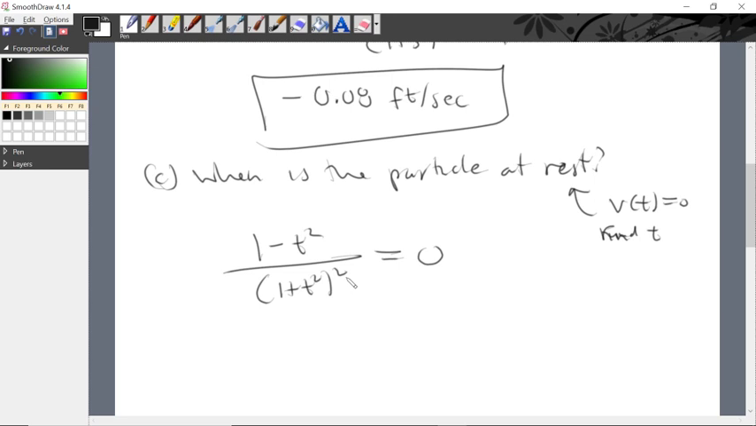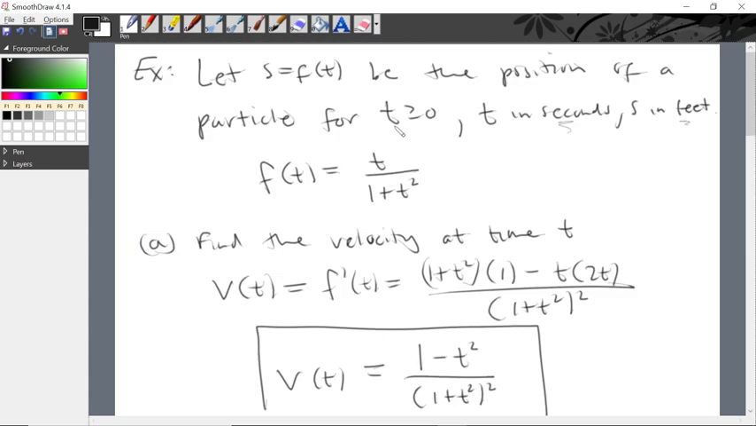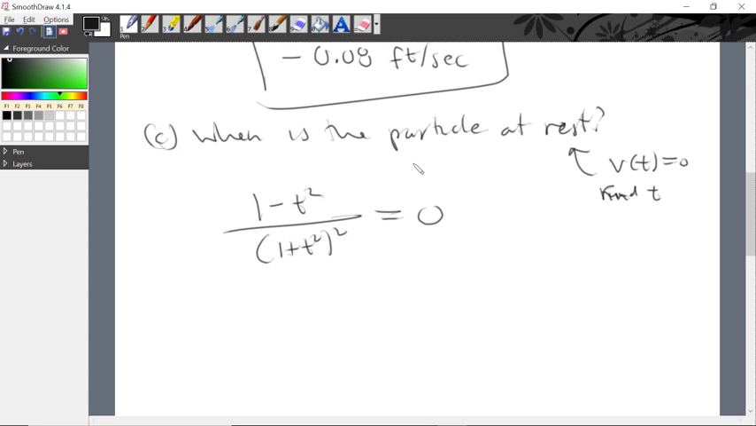We only want values of t that satisfy this equation that are within the domain where t is greater than or equal to 0. Now the denominator here is always positive. We can multiply both sides of this equation by the denominator and just cancel it out. Right, there's no discontinuities to be concerned with here, so it's sufficient for us to just say 1 minus t squared is equal to 0.